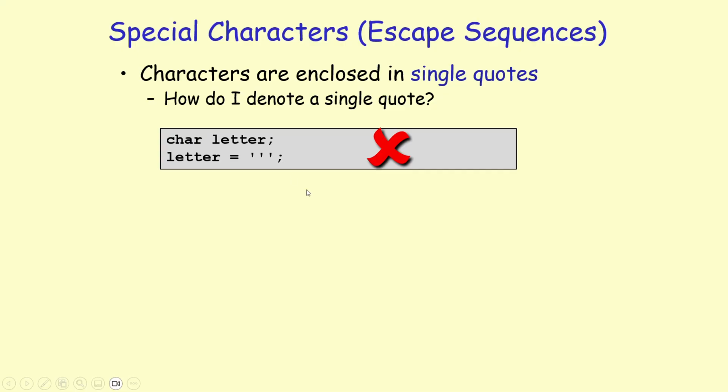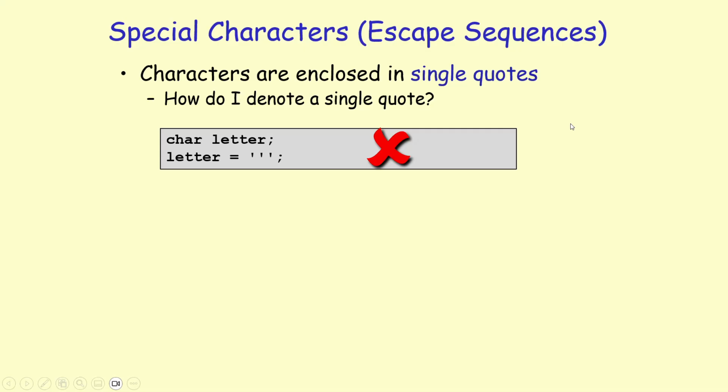The answer is no. So think about it. How would the compiler know that this second single quote character is actually representing the single quote character, rather than closing whatever the character that we would like to put in here? So this just doesn't make sense, and there has to be a solution for it.